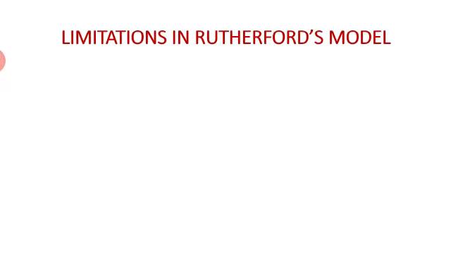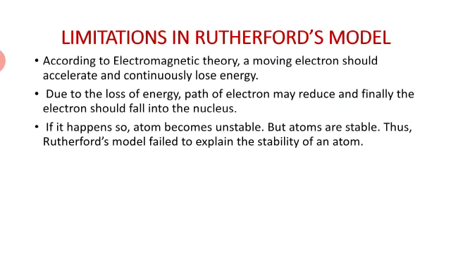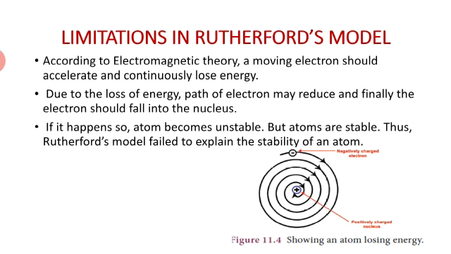Next, limitations in the Rutherford model. Why was the Rutherford model a failure? Because according to electromagnetic theory, a moving electron should accelerate and continuously lose energy, which means that, according to electromagnetic theory, not normal theory, a moving electron should accelerate.